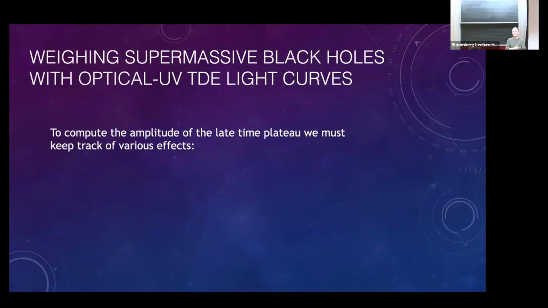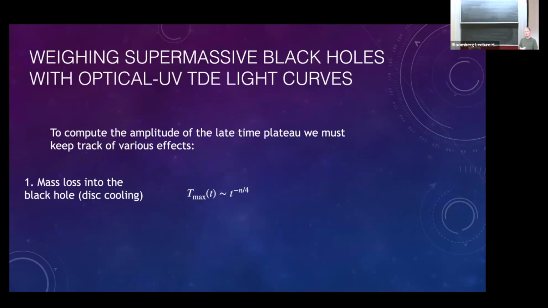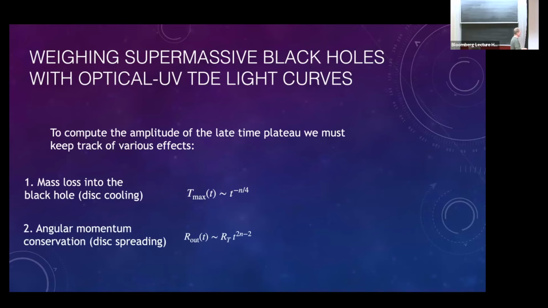Okay, so with pen and paper, you can solve the question of how does my flat line depend on system parameters, because you have as many unknowns as you have constraints. The first is that your temperature always decreases with time because you're always losing material into the black hole. If you massage the diffusion equation, you can learn that it drops as a weak power law with time. You conserve angular momentum, so your disk always gets bigger. Again, massaging the diffusion equation, you learn that's also a weak power law growth with time.